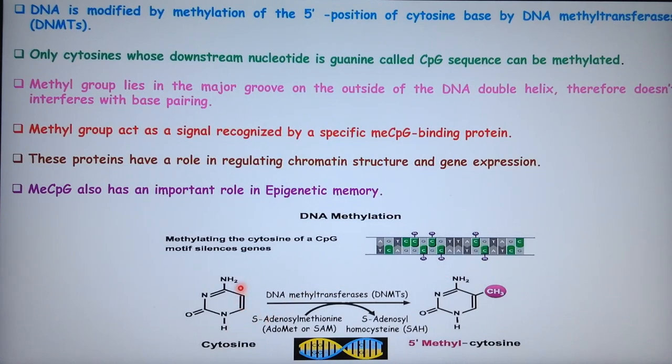So here we can see this is the cytosine residue. This is DNA methyltransferase. The co-substrate is S-adenosyl methionine, which gets converted into S-adenosyl homocysteine, and the methyl group is added to the cytosine base to give 5-methyl cytosine.